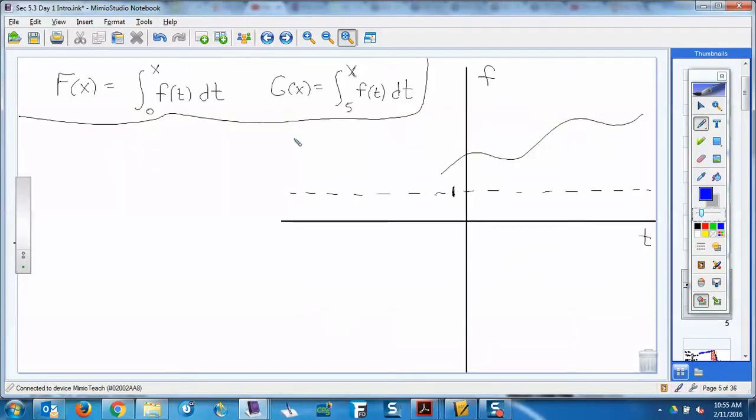Okay, let's look at your homework. I think this was one of your problems, wasn't it? Yes, this was 14. Yeah, 12 through 14. Let's talk about that.